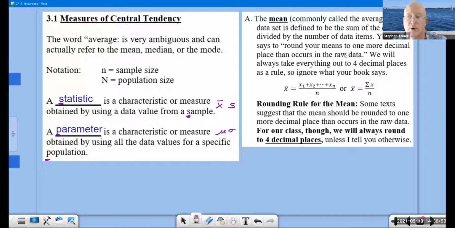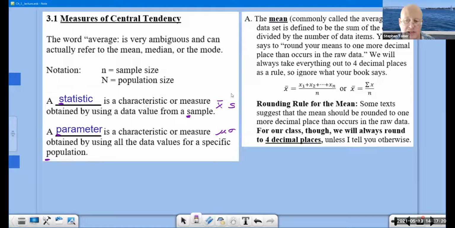However, we will not go with that rule, and in our class, we will always take everything out to 4 decimal places, regardless of what any books may tell you. That'll be our general rule, unless I tell you otherwise. And I will specify on your test specifically how many decimal places I want you to go.